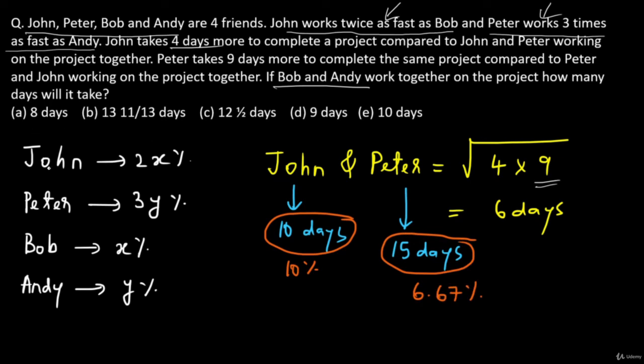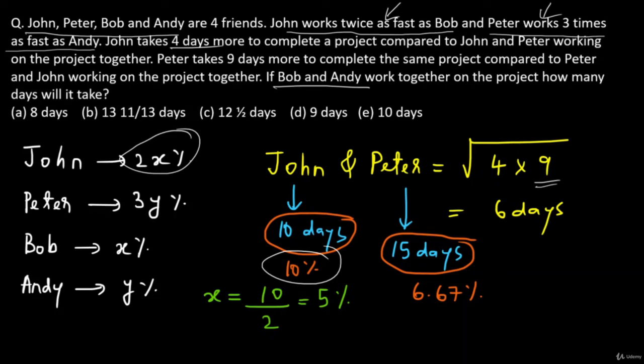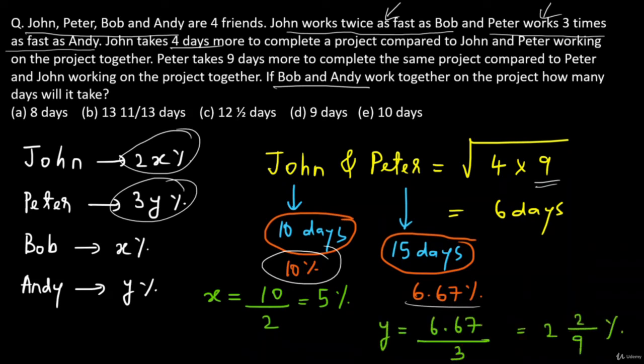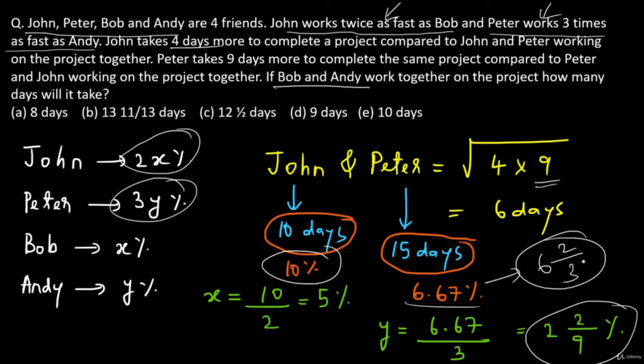Now we know that John does 2x percentage in a day, and that is equal to 10%. Therefore, x is equal to 10 by 2, which is equal to 5%. And we know that 3y is equal to 6.67. So y is equal to 6.67 by 3, which is equal to 2 by 9%. Remember, 6.67 can be taken as 2 by 3. So that makes the calculation easier.